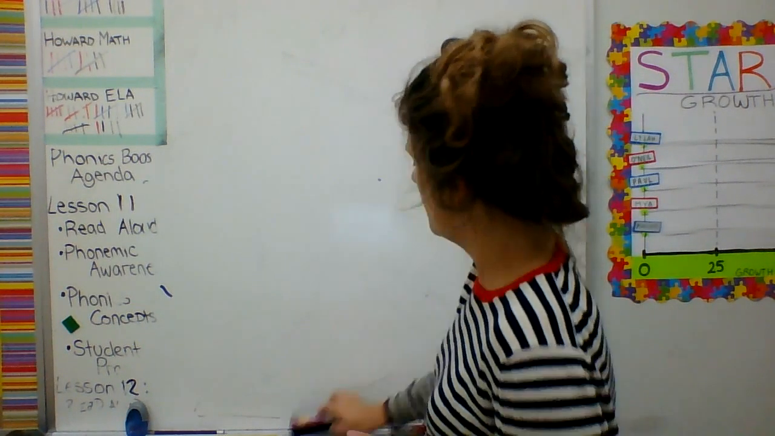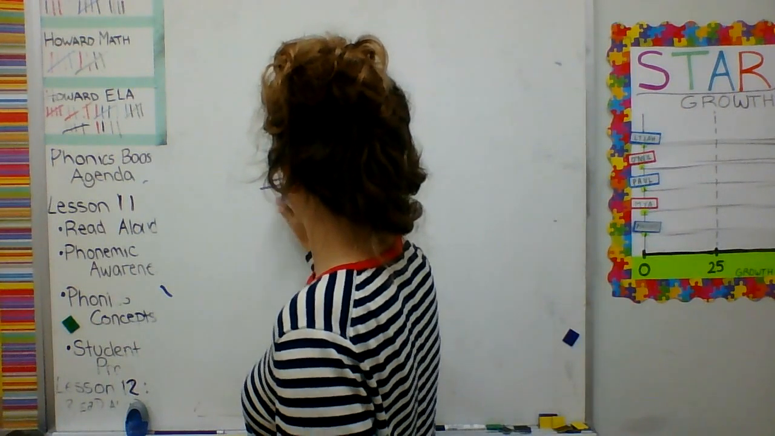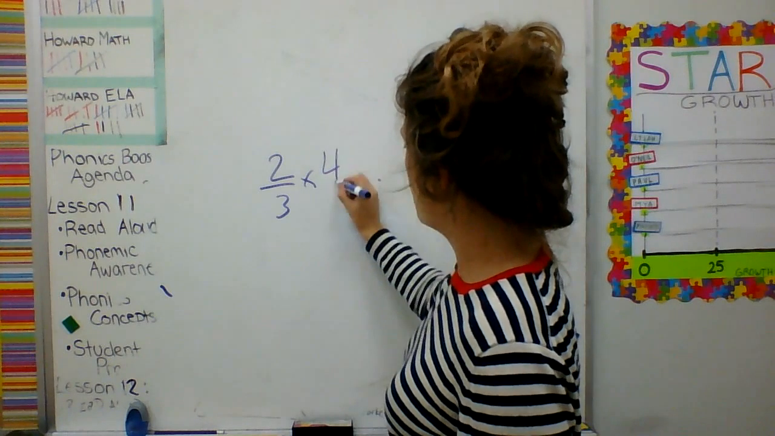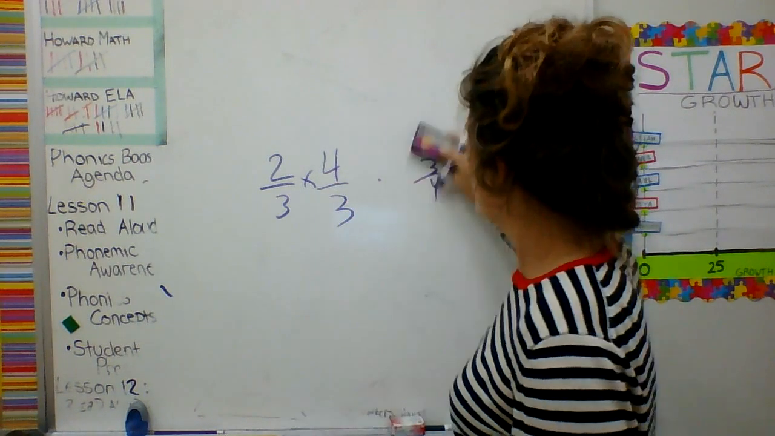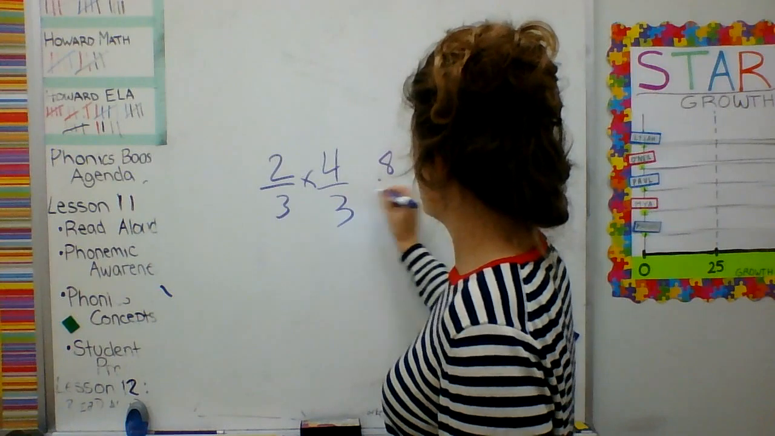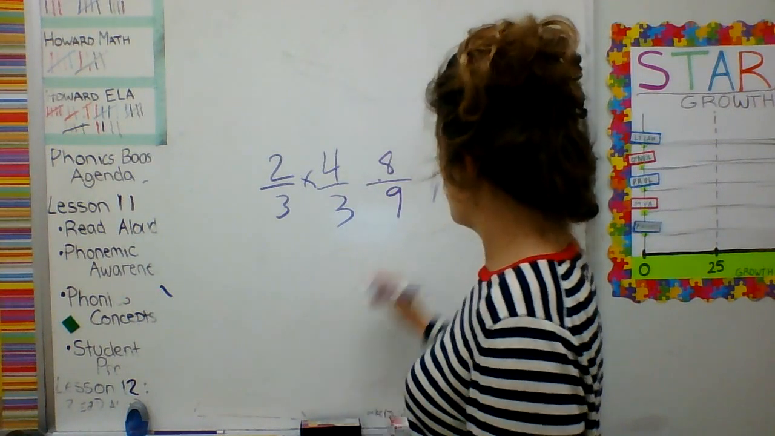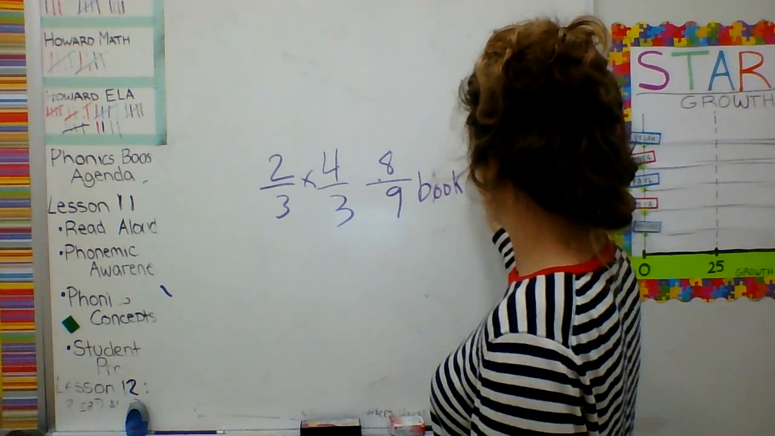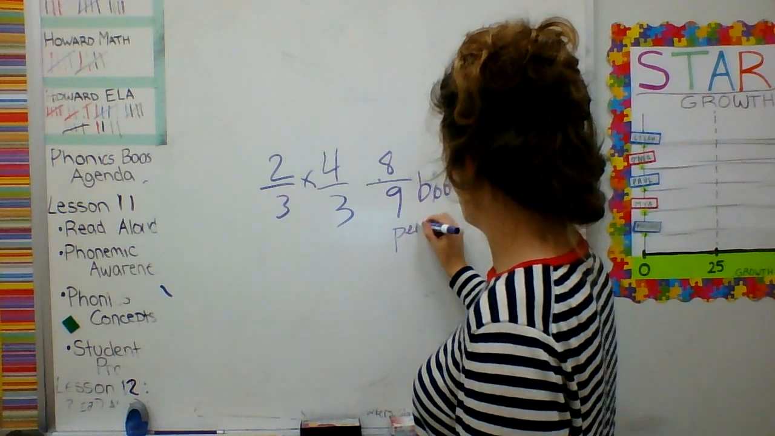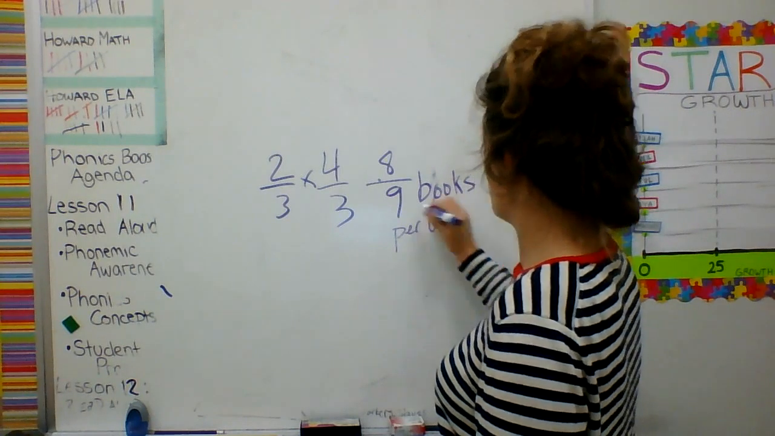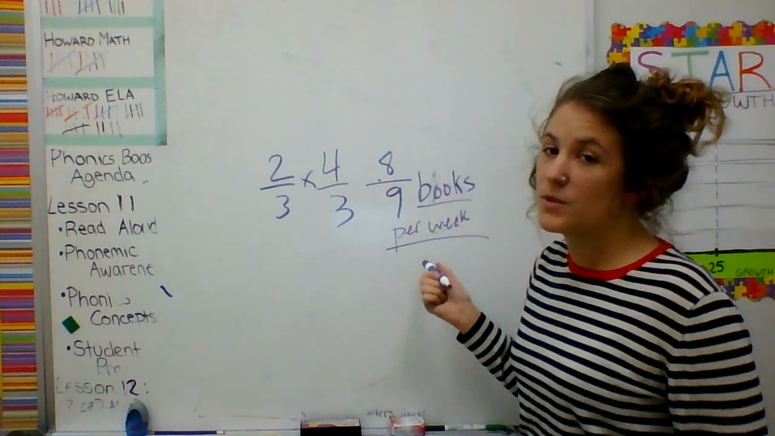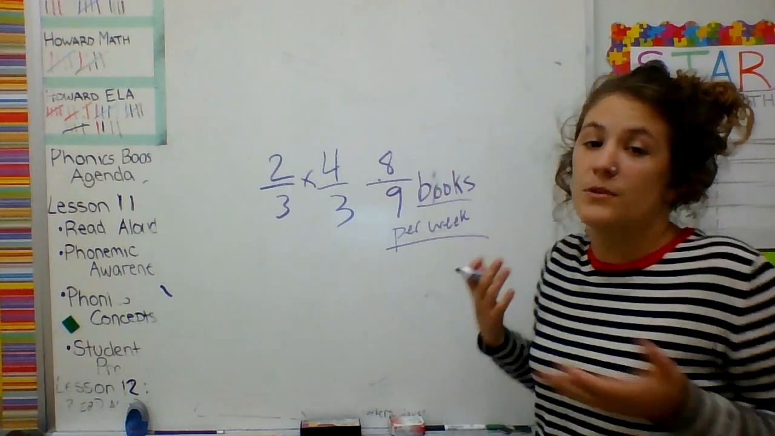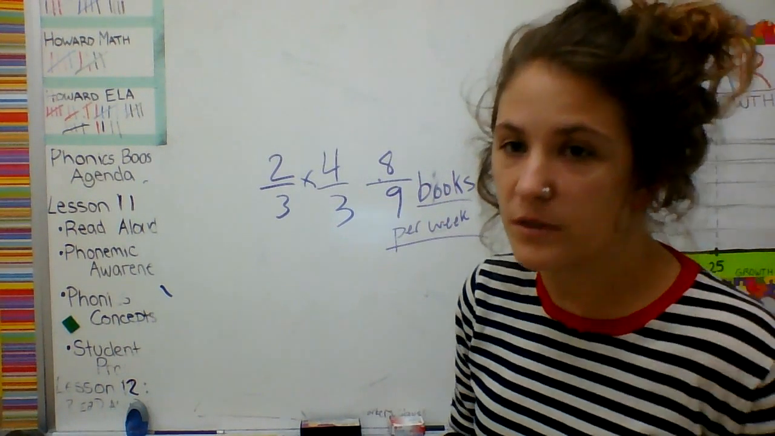So I will take 2/3, and it was 3/4, I'm going to flip it, so times 4/3. 2 times 4 gives me 8. 3 times 3 gives me 9. In 1 week, he can read 8/9 of a book. 8/9 of a book per week. It's super important that you have this label. This label is worth a point. Super easy point. You could have the wrong answer and put books per week, and you will still get a point. Make sure to label it.